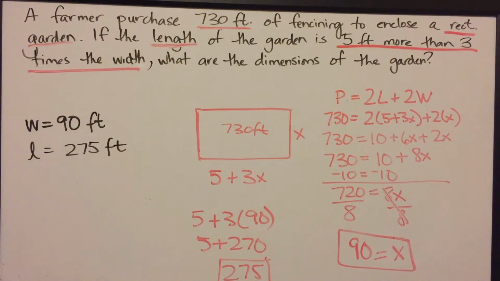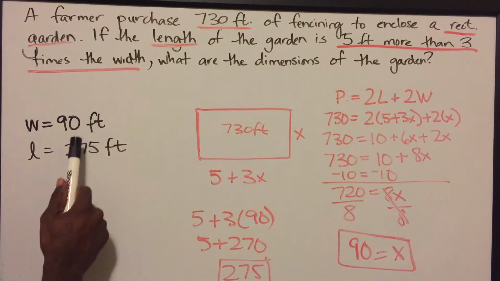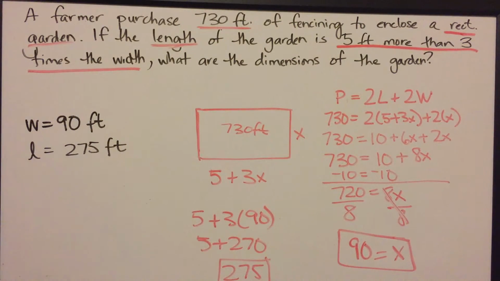So, what are the dimensions of the garden? 90 feet is the width. The length is 275 feet. And that is it for that equation there. All right.